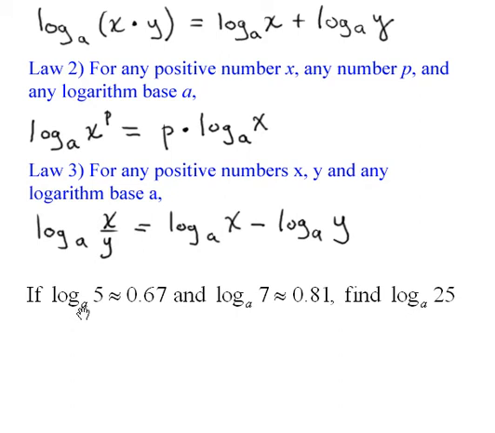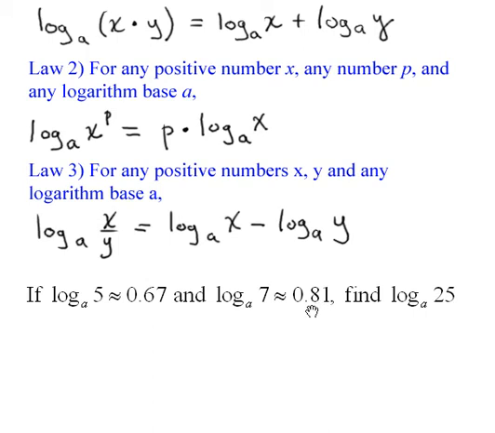It's a mystery base. I'm going to use the letter A. But whatever base that is, the log of 5 to that base is approximately equal to 0.67. So this symbol is approximately equal to. And to that same base, whatever it is, the log of 7 is approximately 0.81.